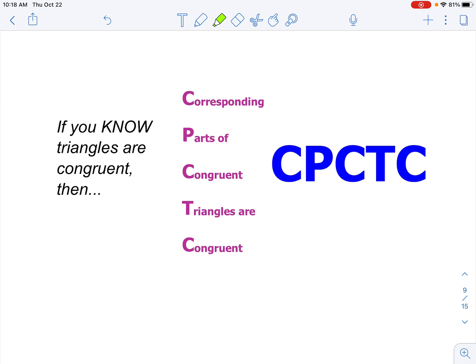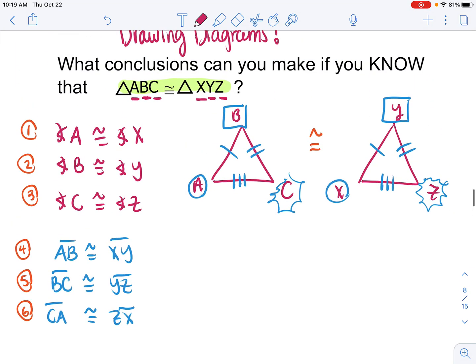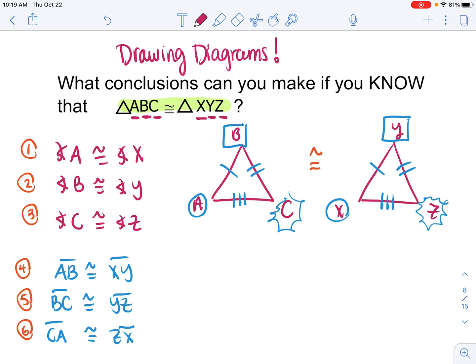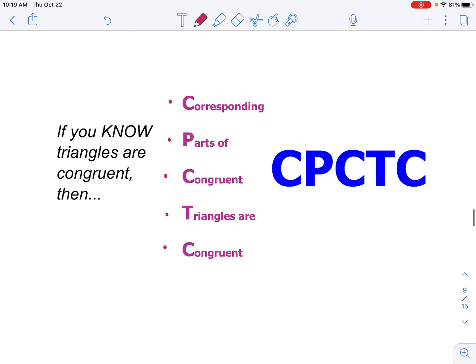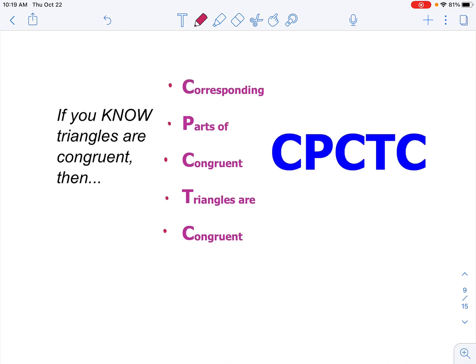So if we know that triangles are congruent, then we can conclude that their corresponding parts are congruent. So going back to this last slide, if we know that two triangles are congruent, then we can conclude 6 bits of information about those two triangles, right? We can gather that all the corresponding angles are congruent. We can gather that all the corresponding sides are congruent. So this is a definition of congruent triangles. It states that the corresponding parts of congruent triangles are congruent.